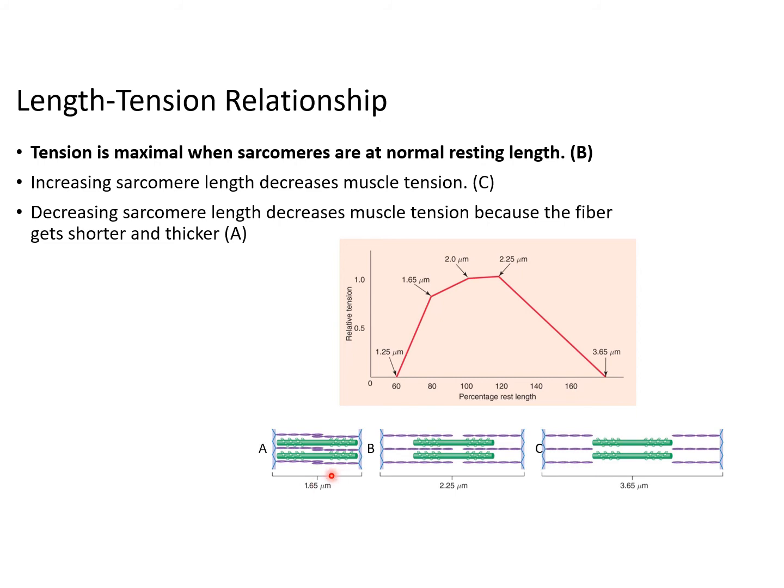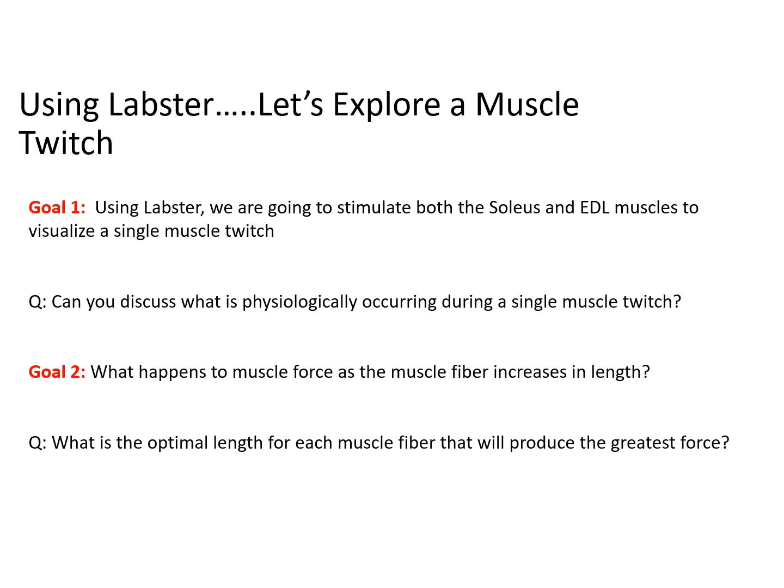Same thing if you squeeze the sarcomere, and now you have a whole lot of overlap between the actin and the myosin. That's also going to decrease the muscle tension. So one of the Labster simulations that you're going to do is take the two muscles that you've just dissected, stretch them or compress them, and take a look at how that affects the muscle tension. In another simulation activity, you're going to stimulate the soleus and the EDL muscles to contract, so you can visualize the muscle twitch.